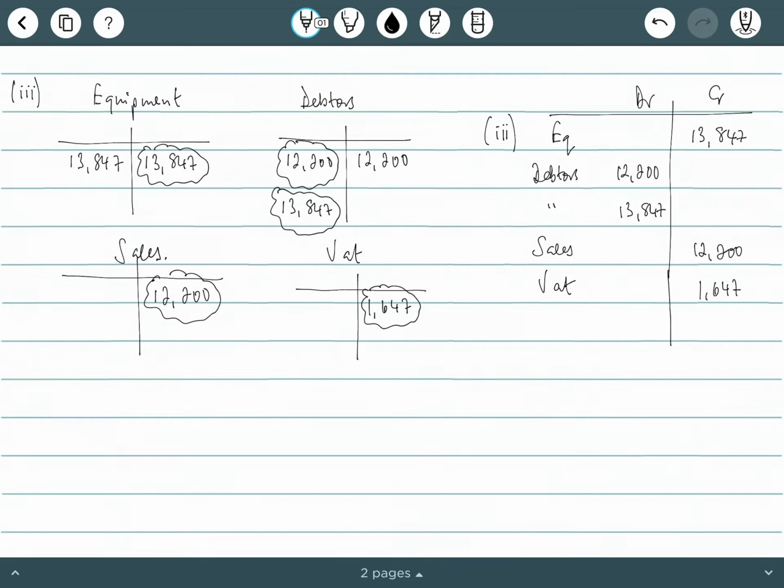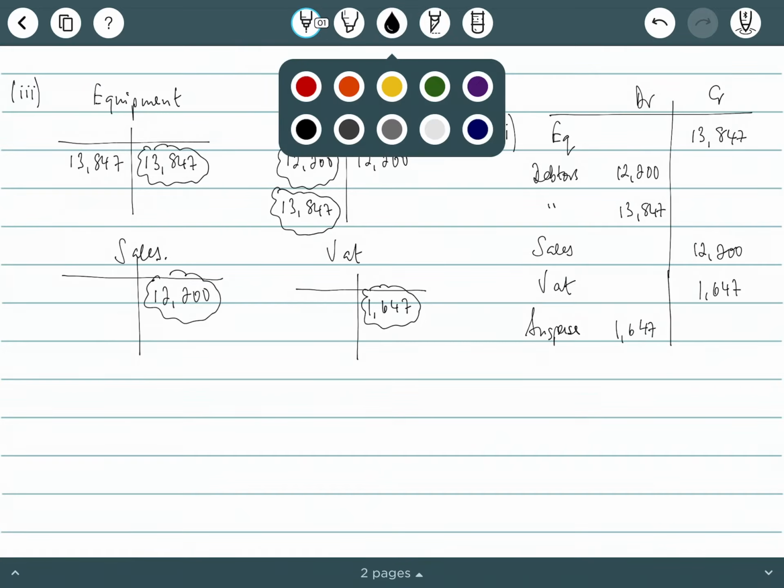I believe we have suspense here. Again, lads, if we add up the debit side and we add up the credit side, we'll see that we have suspense on the debit side of 1,647. Clearly that pairs off with that, and that pairs off with that. So this was your suspense here.